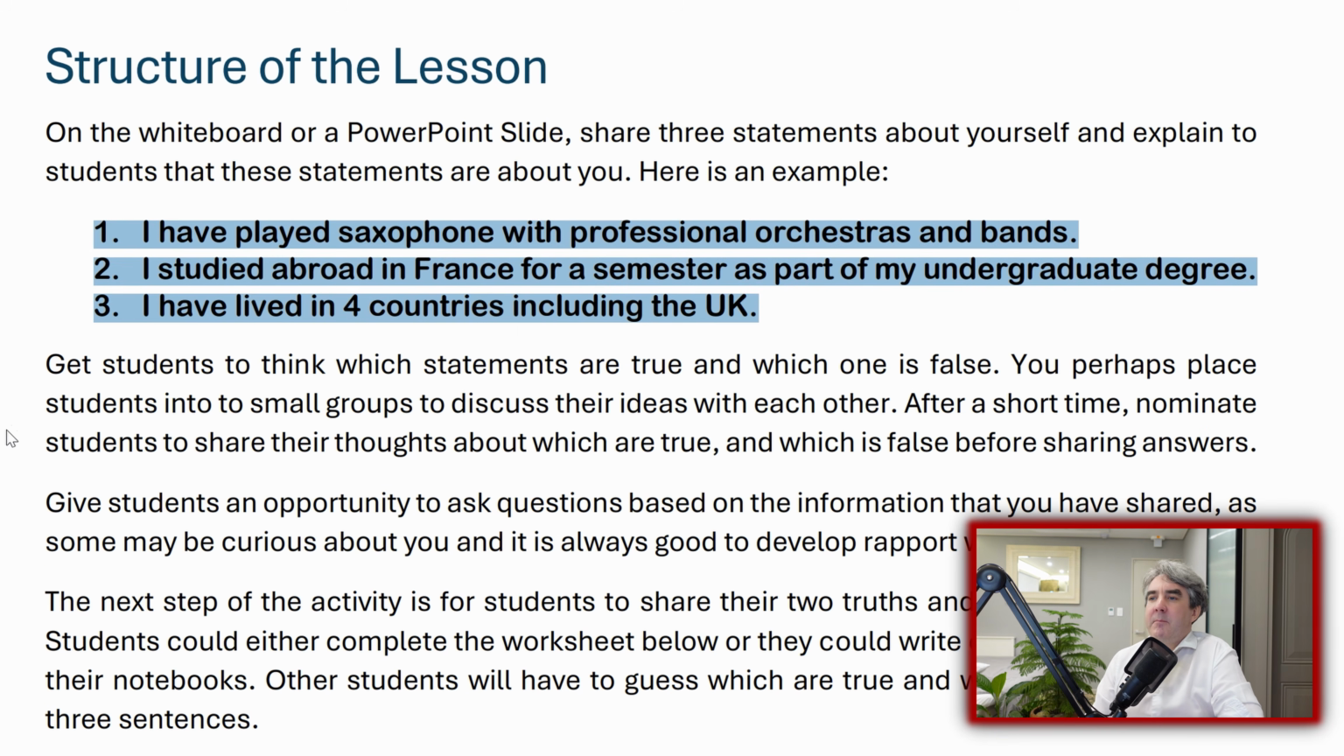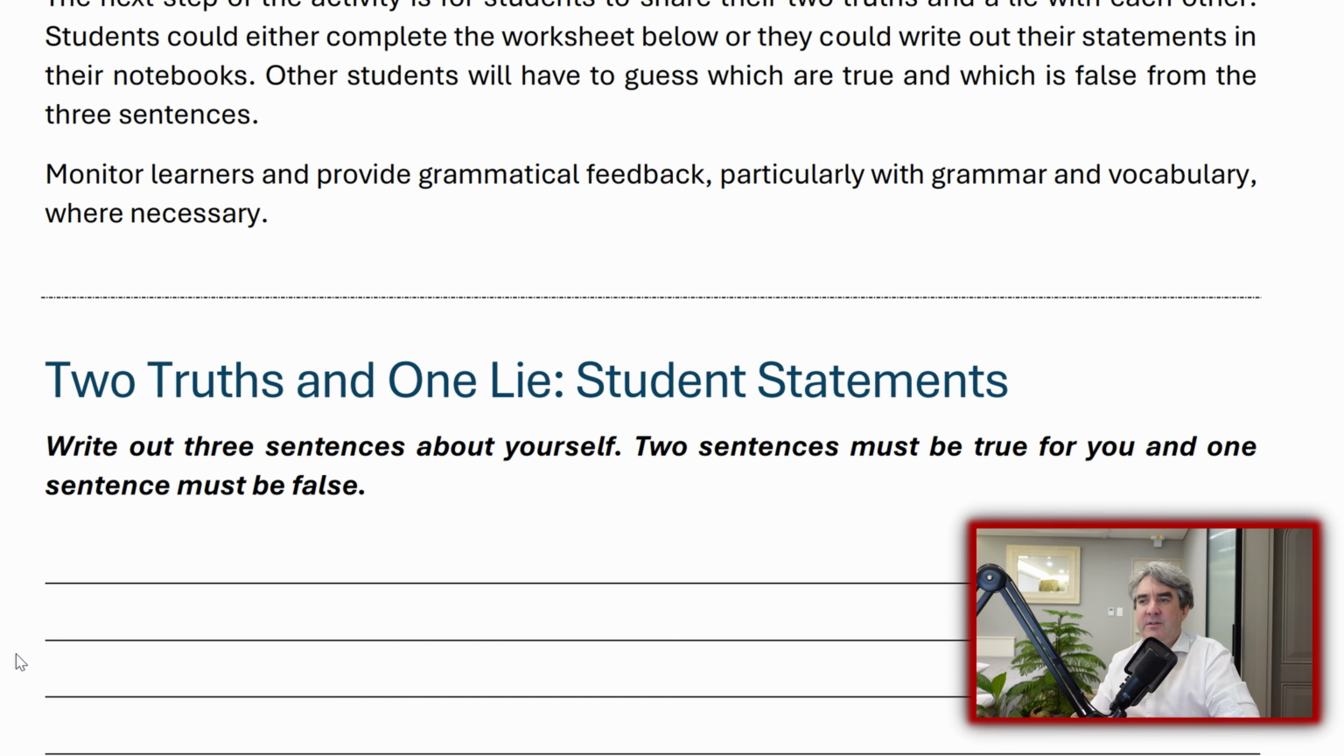But you get the students to guess which one's false and maybe put them into groups or pairs, maybe get them to brainstorm their own ideas. And after a short time, you nominate particular students to share what they think is true and which one is false. And then you reveal yourself which is true and false. The next step would be for the students to write down 3 sentences or statements about themselves, 2 which must be true and 1 which must be false.